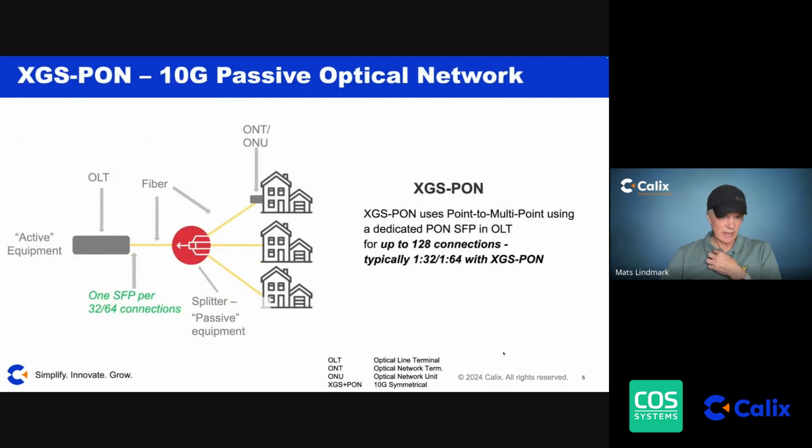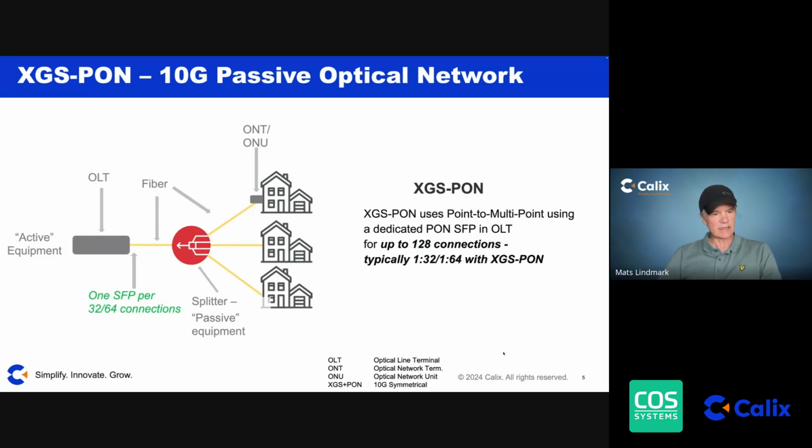Now, in the PON case, what we can do is much more efficient, both in terms of capacity, as you go up to 10 gig PON or 50 gig PON, but you can also go with a single SFP on the active device, which is equivalent to the Ethernet switch. It's now called an OLT, an optical line terminal. This OLT can use a single SFP to handle 32, or sometimes 64, or actually up to a maximum of 128 connections. Typically, it's 32.